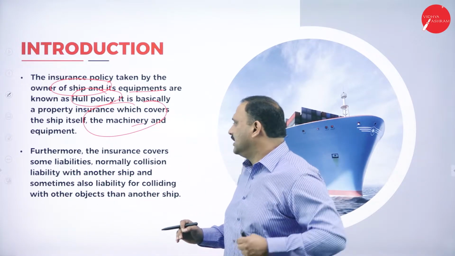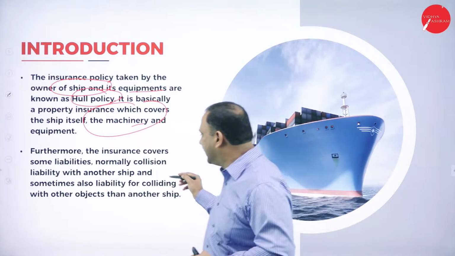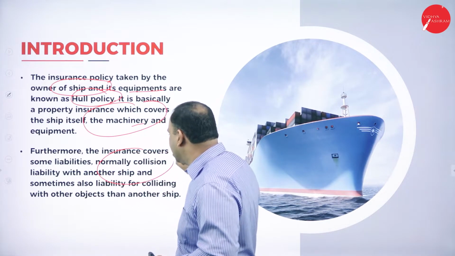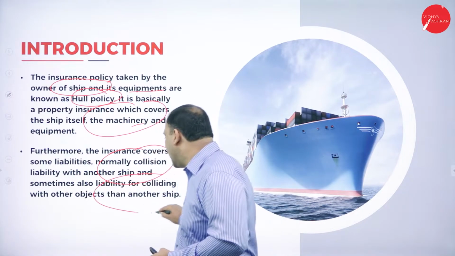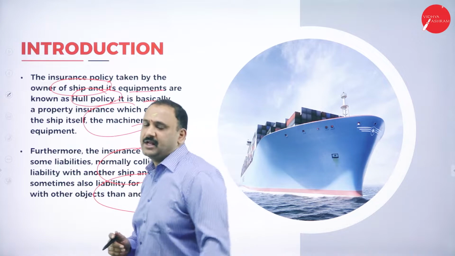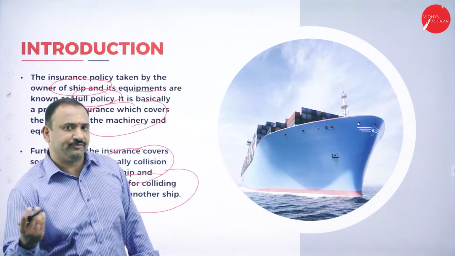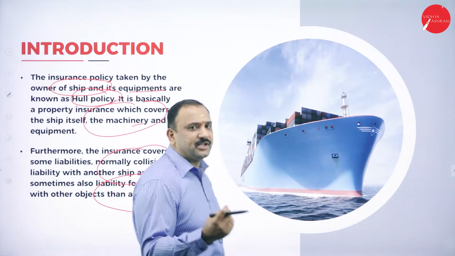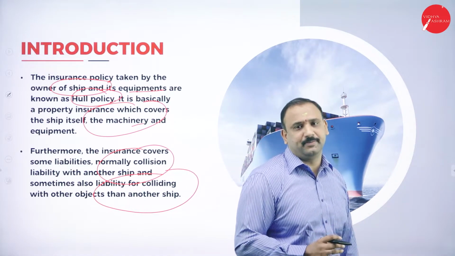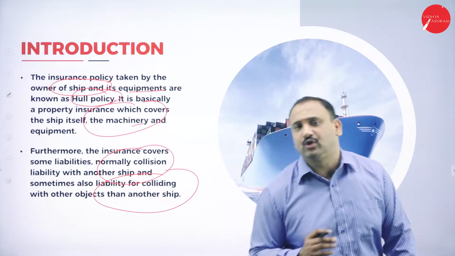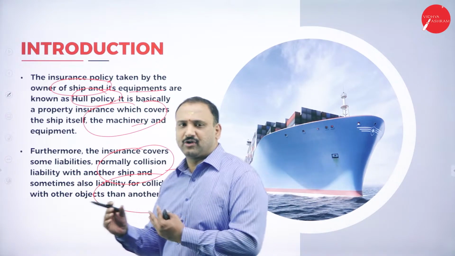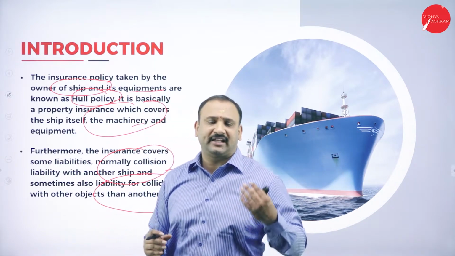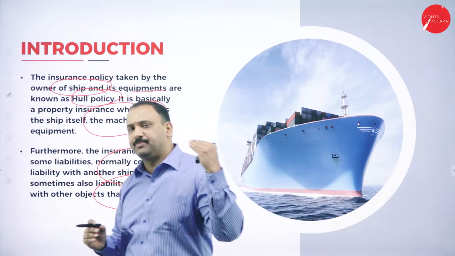Furthermore, the insurance covers some liabilities: normal collision liability with another ship, and sometimes the liability of colliding with objects other than a ship. We all know the story of the Titanic. Similarly, there is a possibility that the ship collides with something other than a ship, like an iceberg, an island or a rock, which can cause damage to the ship.